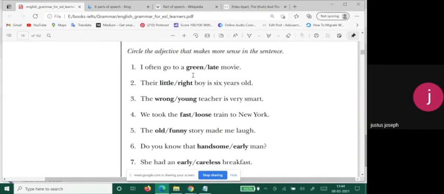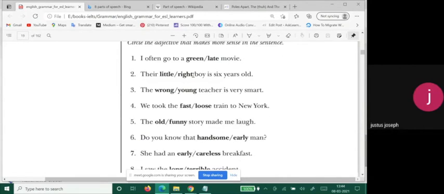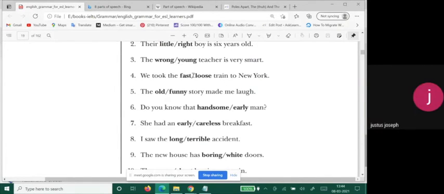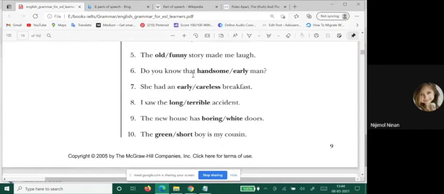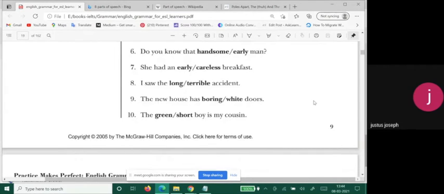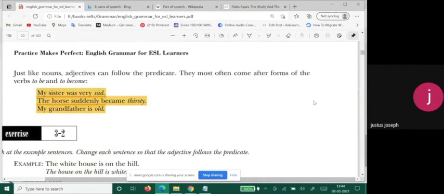I often go to a late movie. Little boy. The young teacher. The funny story. The new house. The green boy.